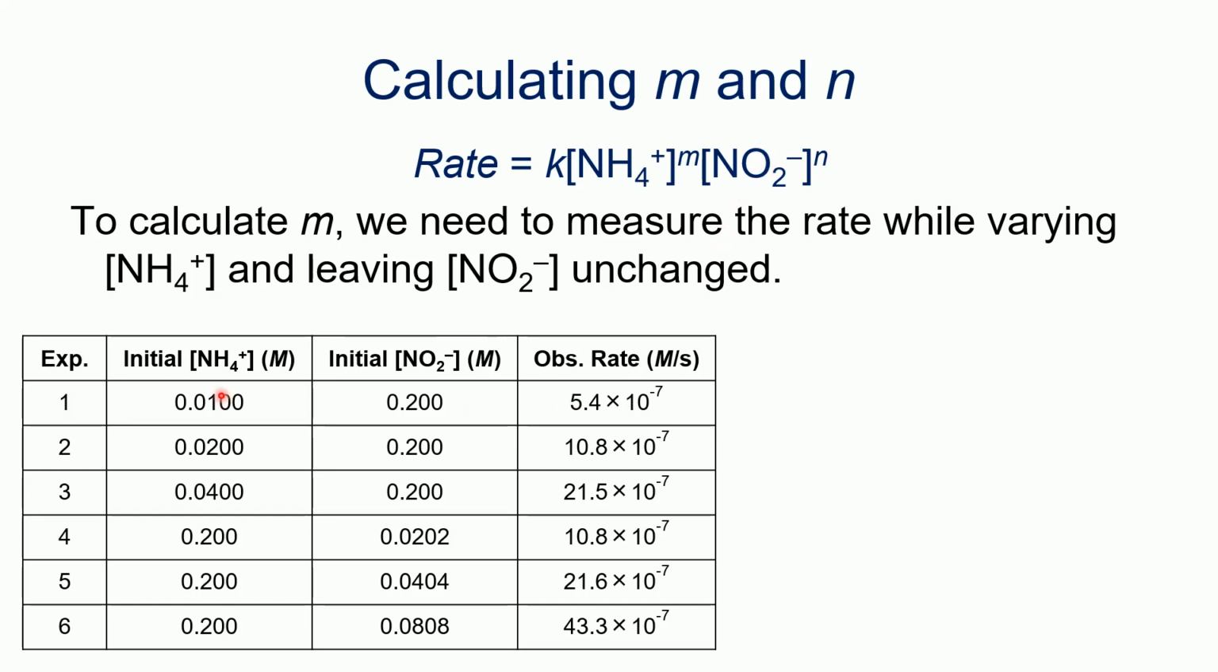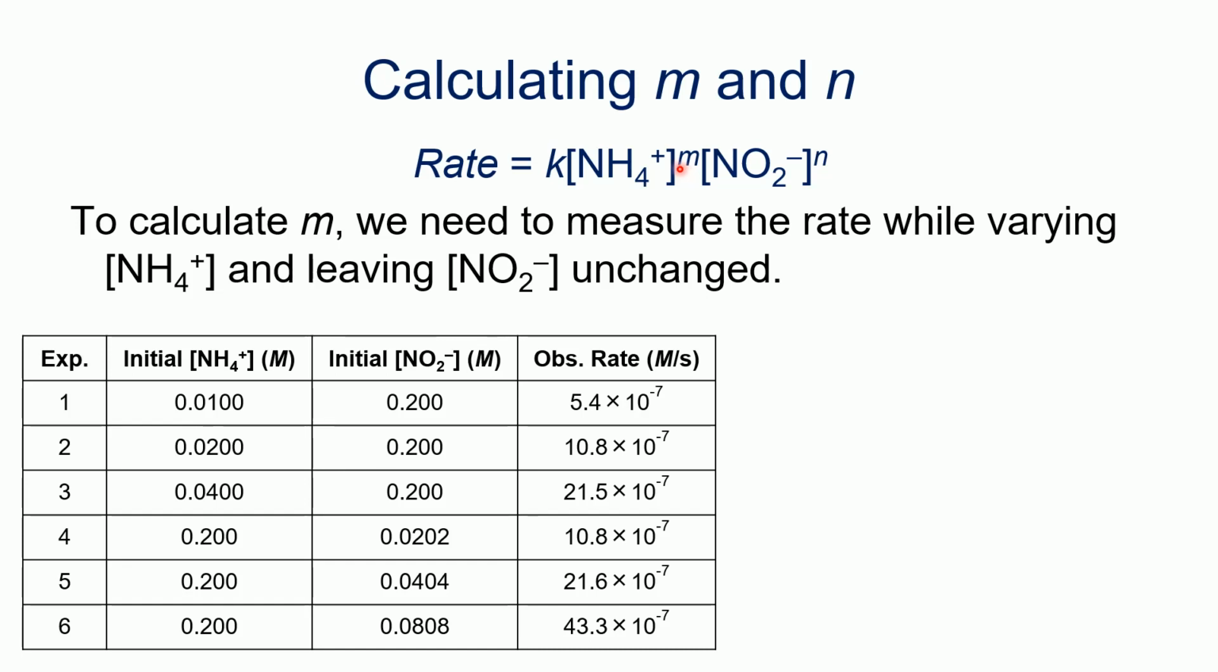And we'll see in experiments 1, 2, and 3, we leave the concentration of nitrite the same, but we change the concentration of ammonium ion. Well, let's just look at this without doing the math yet. We'll look at it in a really simple fashion. When we double the concentration of ammonium, you'll notice that the rate also doubles. When we double the concentration of ammonium again, you'll see that the rate doubles again. And that would tell you that the value of M is equal to 1.